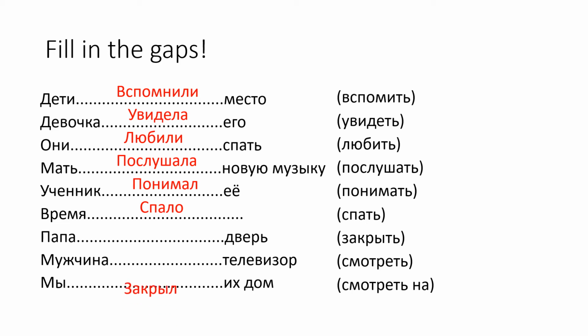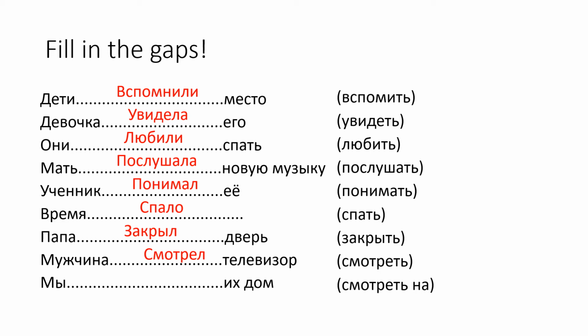Папа закрыл дверь. So папа and мужчина here, as I mentioned before, they're quite special nouns because intrinsically they decline as feminine nouns, but the verbs that they command and the adjectives that describe them are all masculine. So папа takes the masculine ending, закрыл дверь. Dad closed the door. Similarly, мужчина смотрел телевизор. The man watched or was watching the TV.